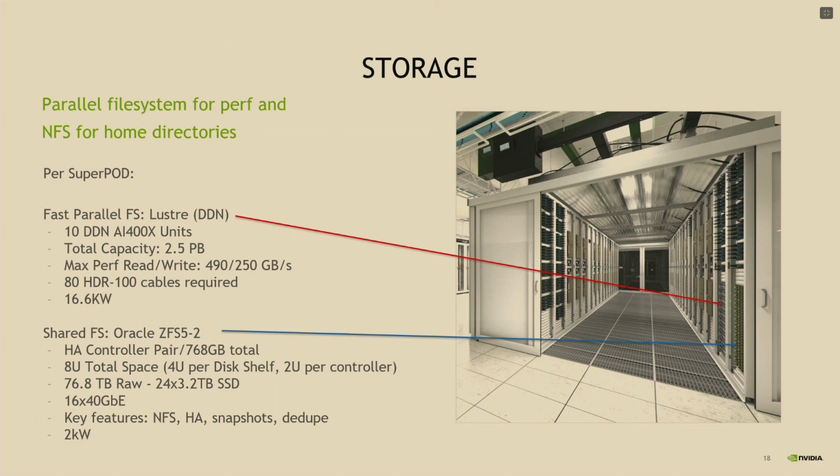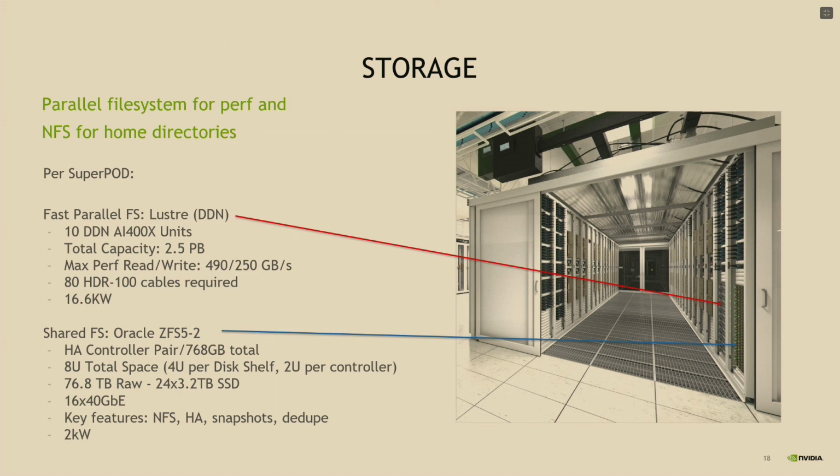So per SuperPod, we have 10 DDN AI400X units. So there's 20 sitting active in Selene. So per unit, the usable capacity is 2.5 petabytes, the way that we have it set up, and we're just shy of half a terabyte per second per unit.